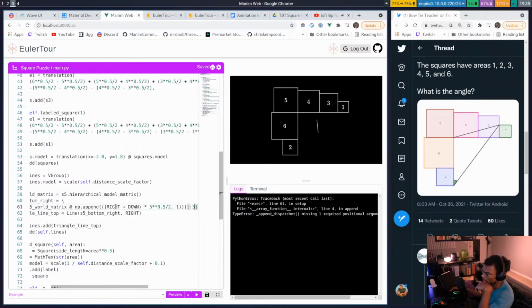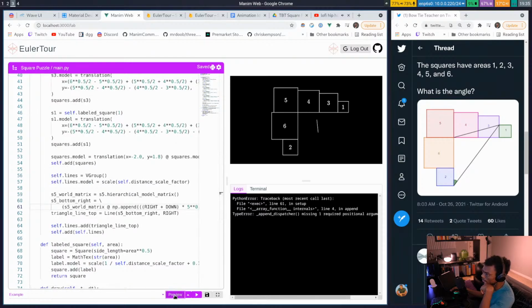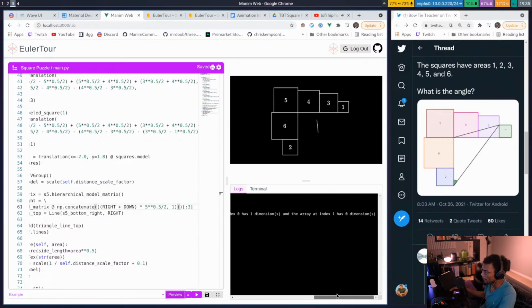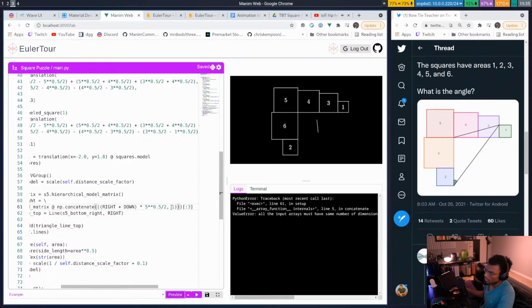And then take the first 3 of that. Is it not append? Is it concatenate or something dumb like that? Values. Okay, maybe it's concatenate. Or is it concat? Or is it append? No, I have no idea.